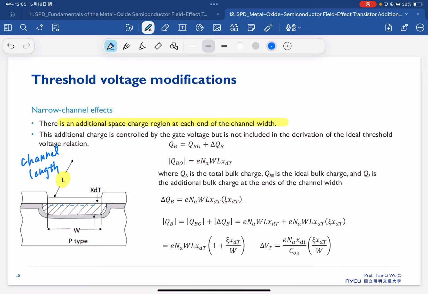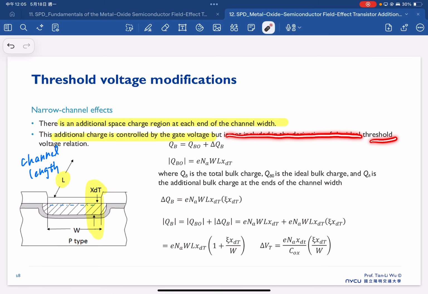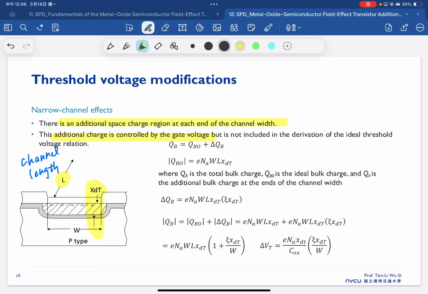And now we also need to consider the additional space charge region at the end of the width here. So the additional charge is controlled by the gate voltage, but not included when we calculate the ideal threshold voltage relationship here. And with all these calculations, in the end we got the conclusion that delta VT will have a certain correlation with our channel width as shown here.